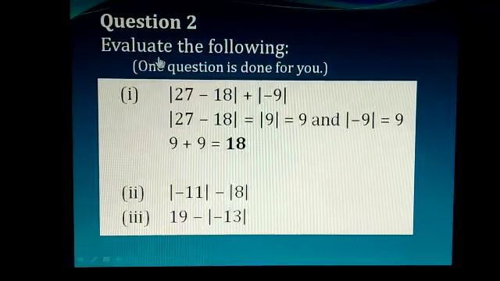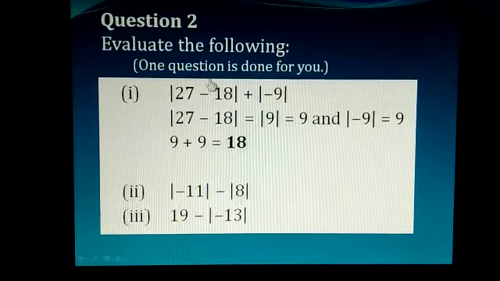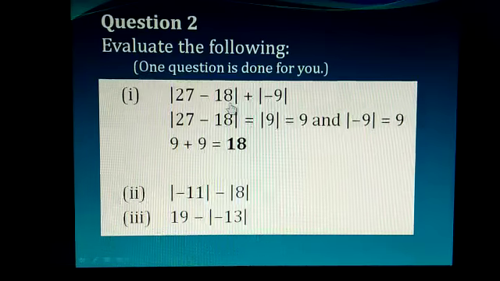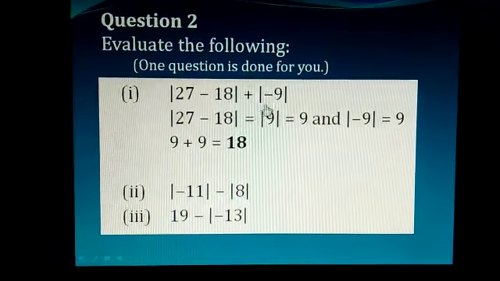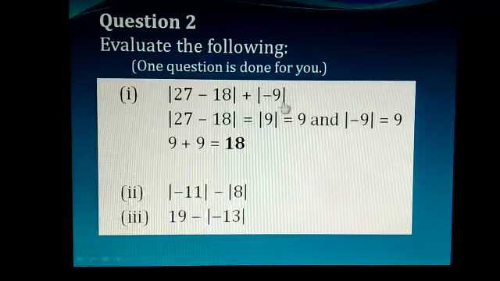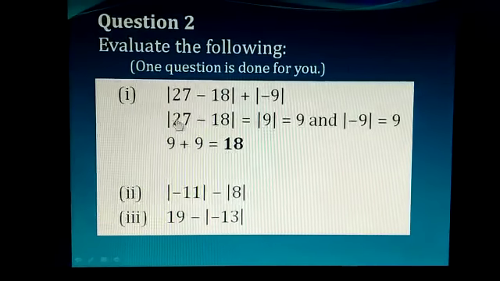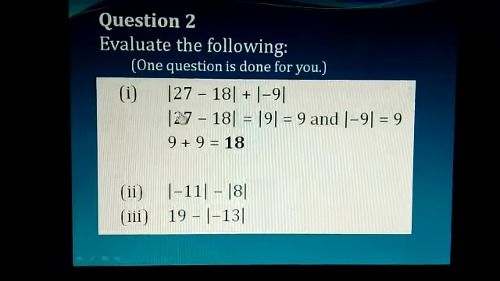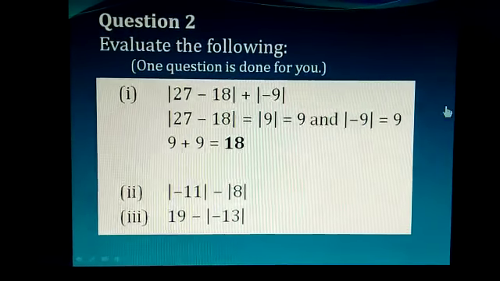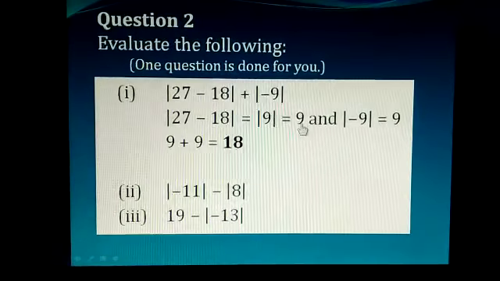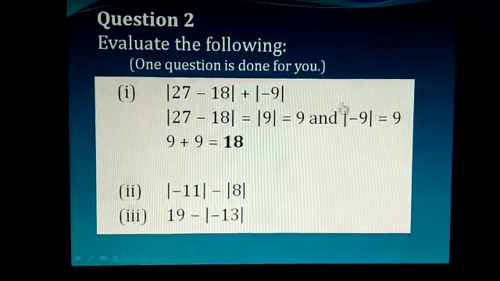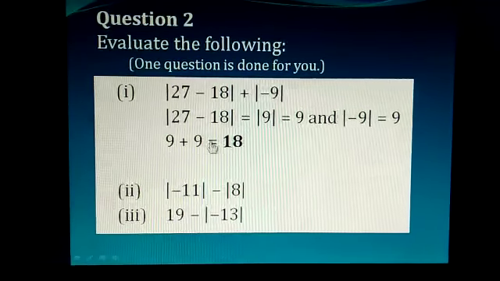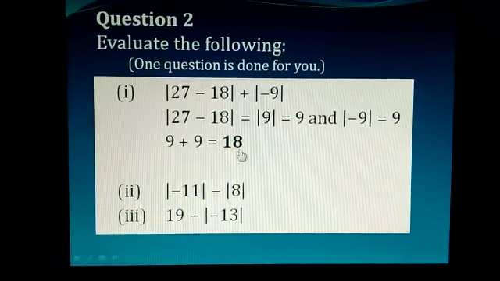Question number 2, evaluate the following. One question is done for you. The modulus of 27 minus 18 plus modulus of negative 9. So the modulus of 27 minus 18 is equal to the modulus of 9, as their difference is 9. That means the modulus of 9 is equal to 9. And the modulus of negative 9 is equal to 9. So 9 plus 9 is equal to 18.